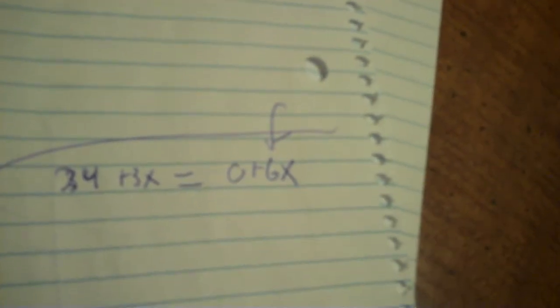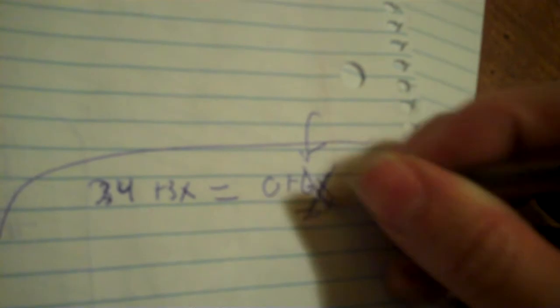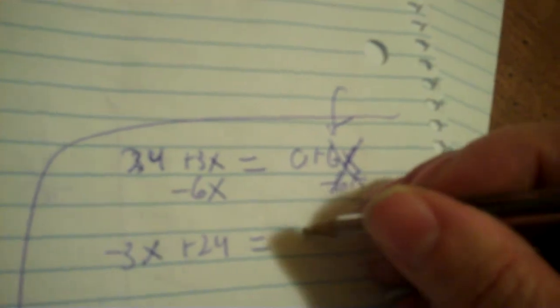Okay, we have x's on the left and the right. So let's get the right to 0. So to get from positive 6 to 0, you go backwards 6. Then from the 3x, I write x down. 3 minus 6 is negative 3, plus a 24. And then you have 0.